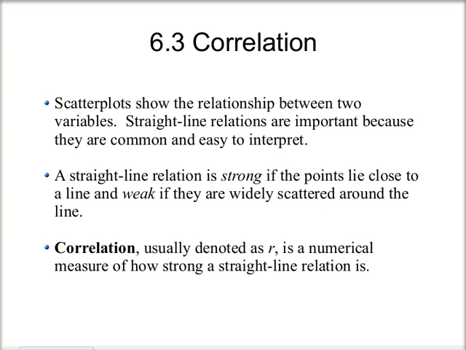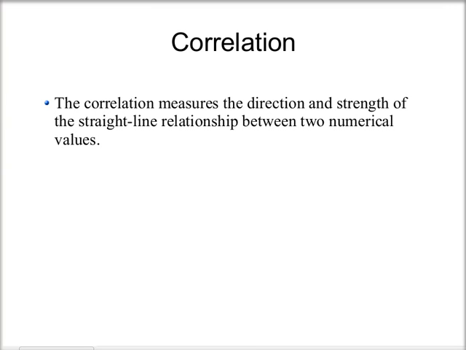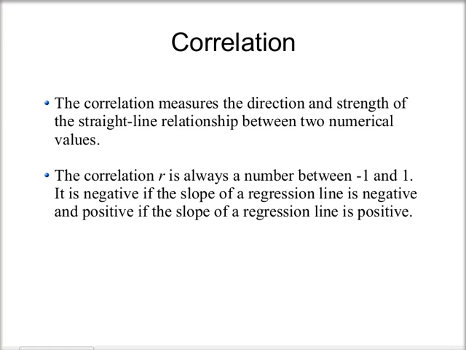So this is nice, but we want to have a more accurate numerical measure of how strong a straight line relationship is, and we're going to get that by using correlation, which is denoted with an R. The correlation measures the direction and strength of the straight line relationship between two numerical values. So correlation is a number, and it's always between -1 and +1.